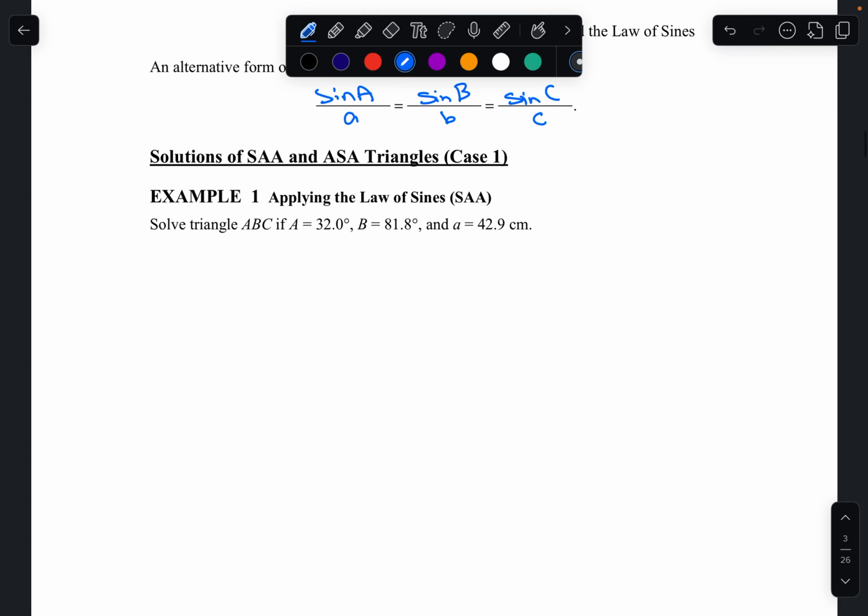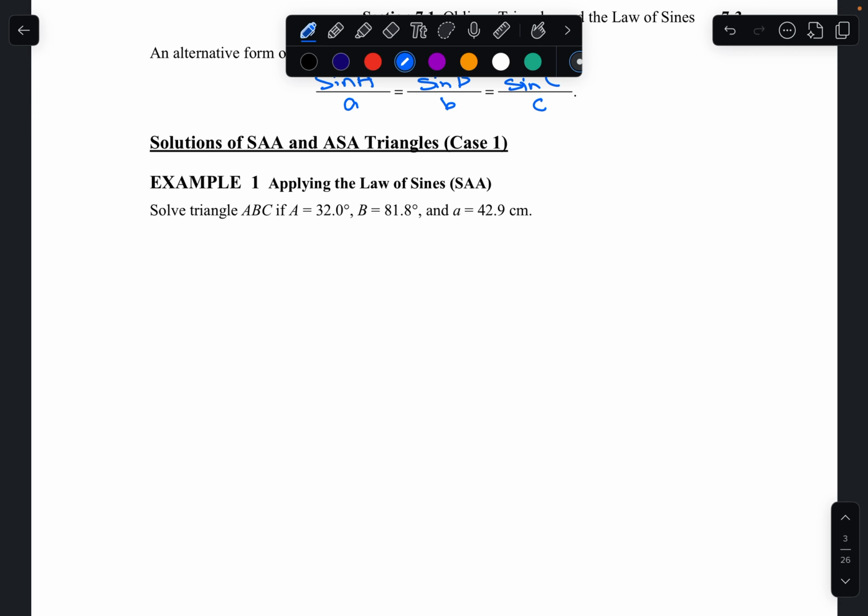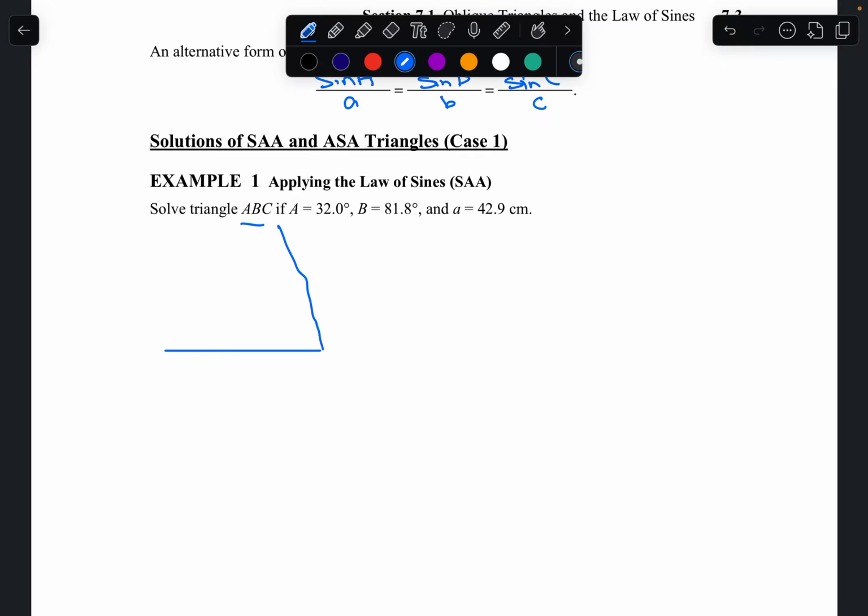So let's talk about our first case, when we know two angles and a side. We're going to solve triangle ABC if A is 32 degrees, B is 81.8 degrees, and a is 42.9 centimeters. I always like to start my problems out by drawing myself a diagram. So 81.8 is going to make that almost a right angle.